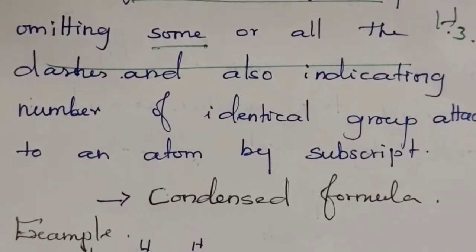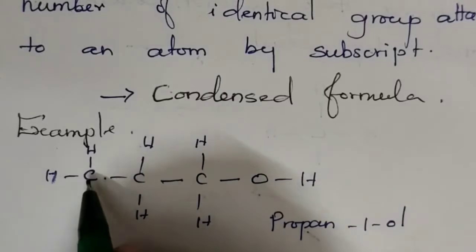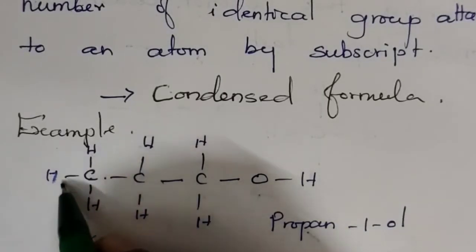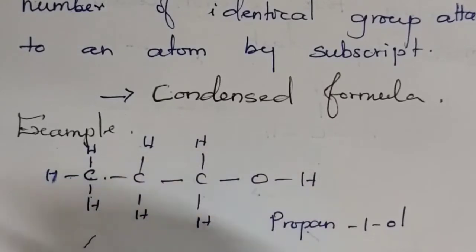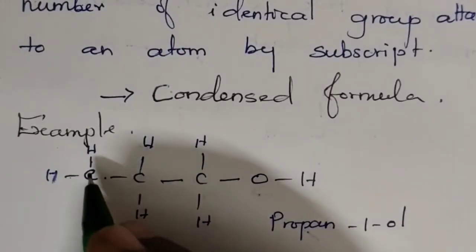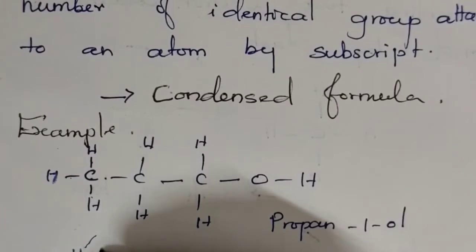For example, this is the structure of propan-1-ol. Here one carbon is present with 3 hydrogen atoms. So we are leaving these 3 dashes. Instead of writing this, we can simply write CH3. Now we are putting 1 bond here.